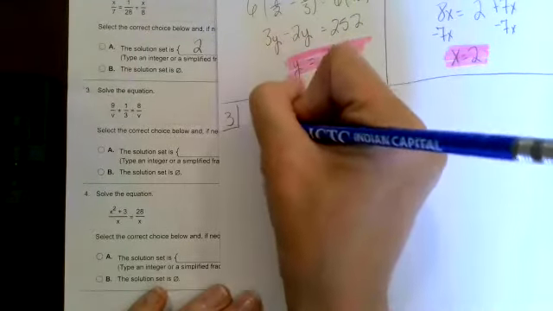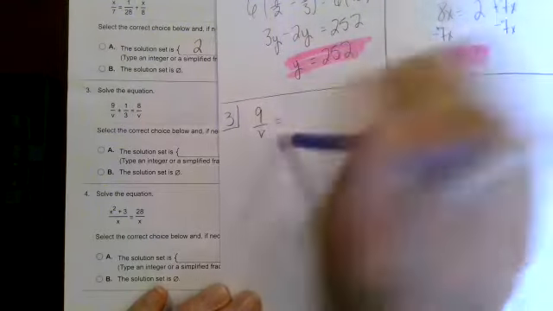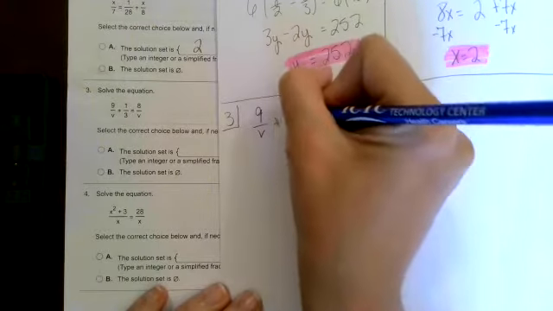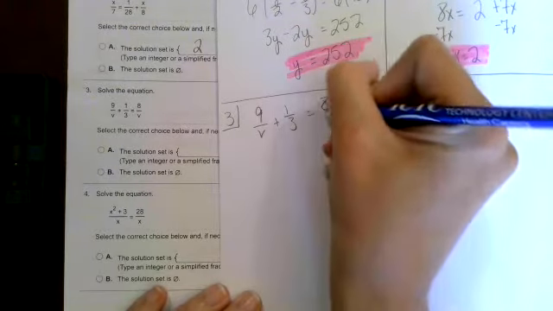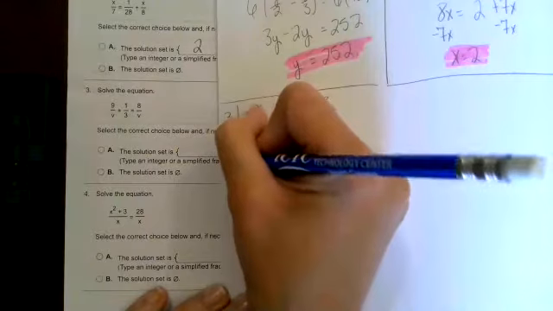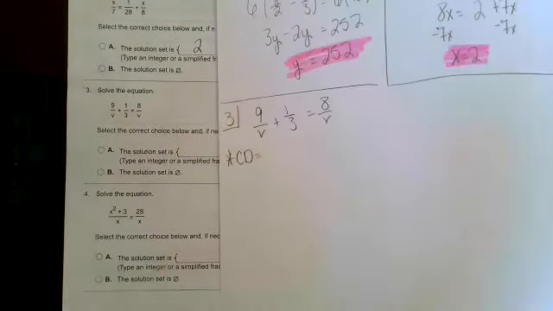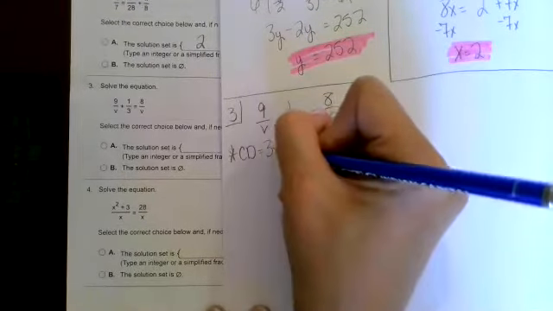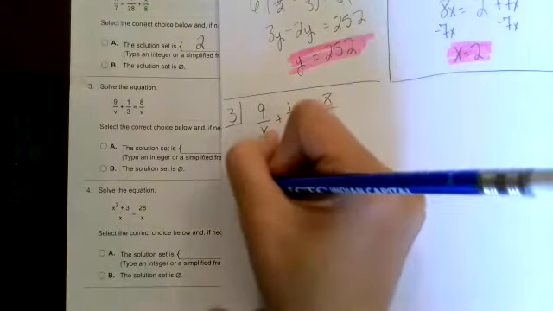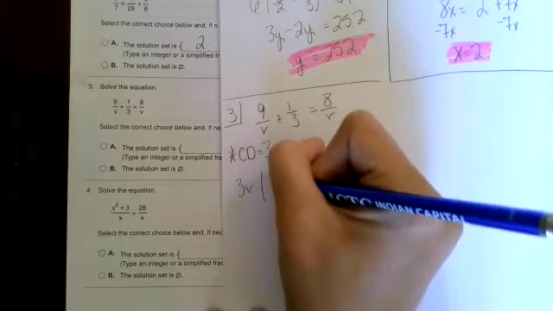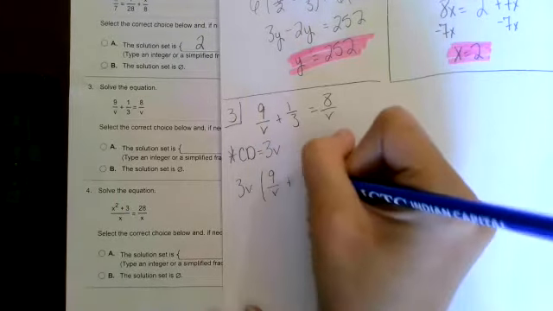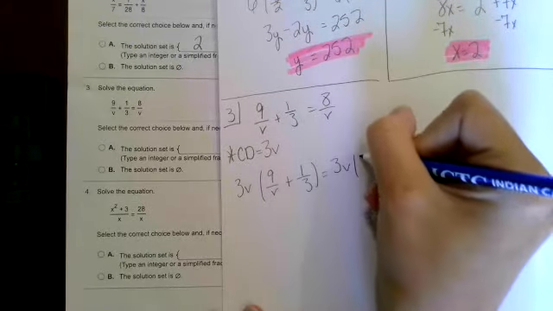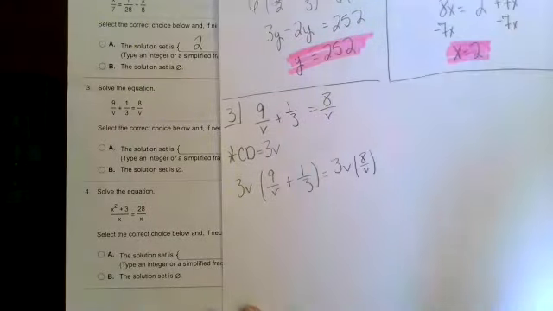We have 9 divided by v plus 1/3 equals 8 divided by v. So same thing here. Our common denominator on this one, though, is going to be 3v. And then we're going to multiply everything by 3v. And this one I'm going to write out this extra step so y'all can see how this plays out.